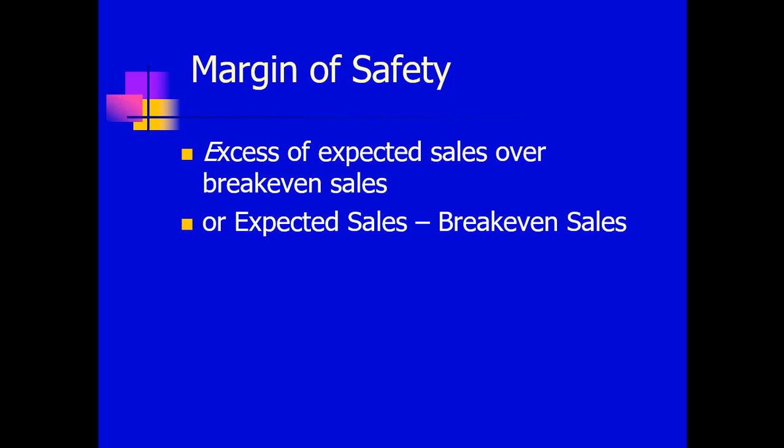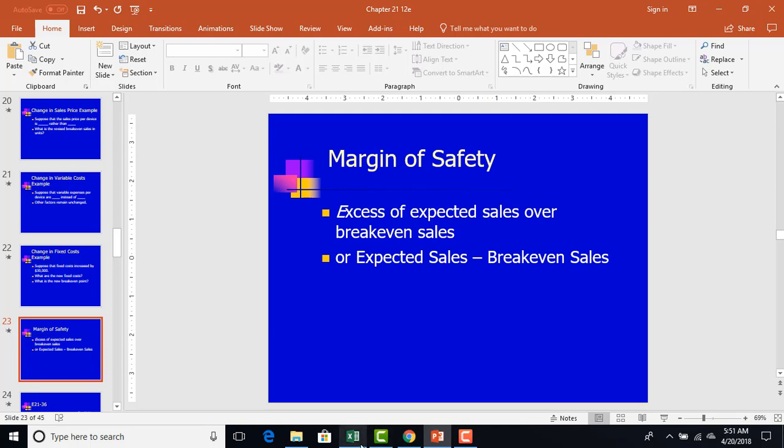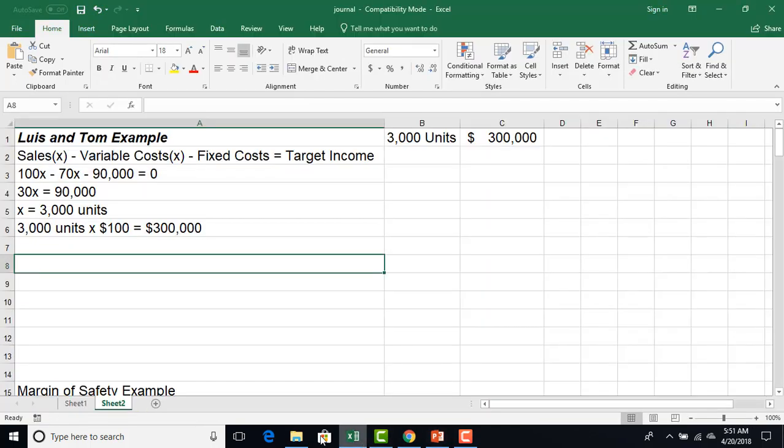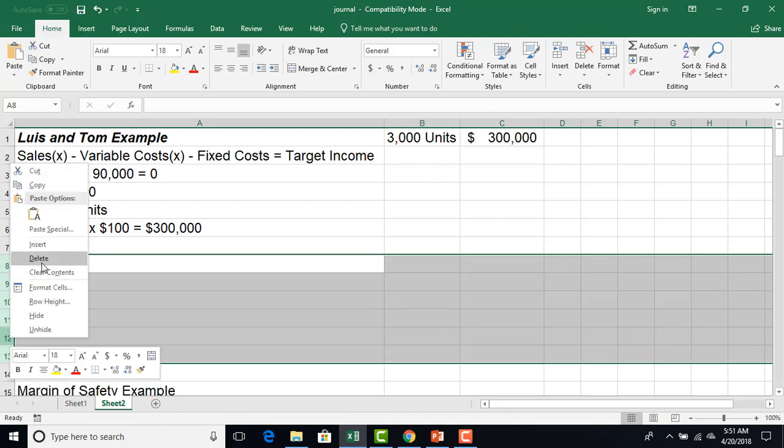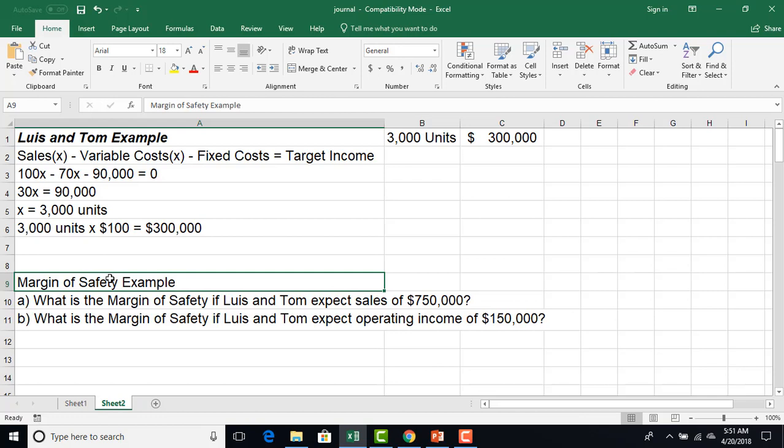My expected sales minus my break-even sales. Expected minus break-even, that tells me how much my margin of safety is. All right, so let's navigate back to Excel over here, and let's see how this would look for Lewis and Tom here. I have a couple of margin of safety questions for me over here.